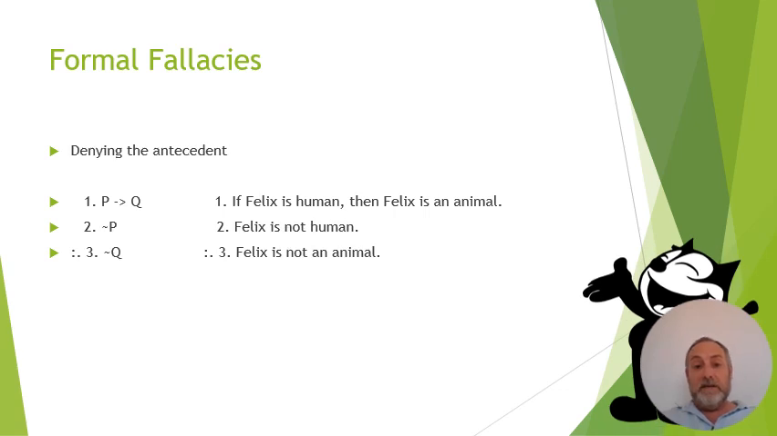And finally, denying the antecedent. That last one was called affirming the consequent. This fallacy is called denying the antecedent. Same first premise. If Felix is human, then Felix is an animal. Our second premise, Felix is not human. Our conclusion, Felix is not an animal. That's also invalid, right? If Felix were a cat, the premises could be true, but the conclusion would still be false. And those are two fallacies to watch out for.